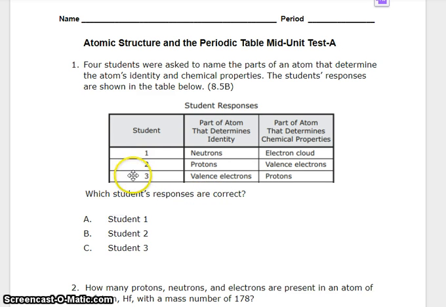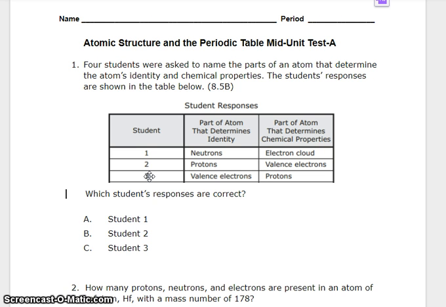Is it A, student 1? They believe that the part of the atom that determines identity, determines the name, is the neutrons. The part of the atom that determines the chemical properties is the electron cloud. Is it B, student 2? The name or identity is protons. The part that determines chemical properties is valence electrons.